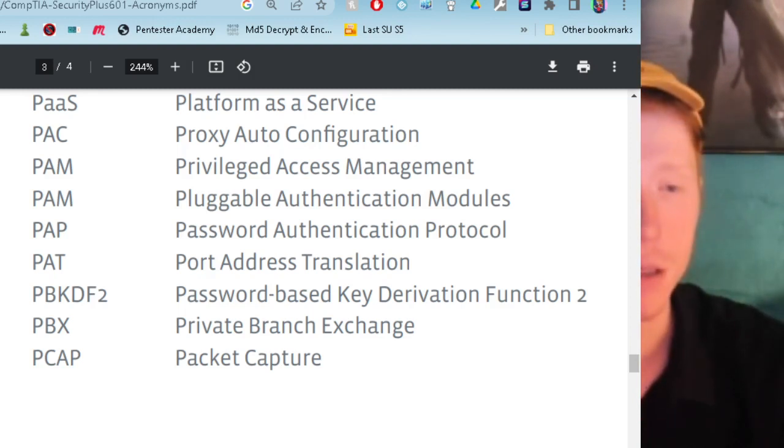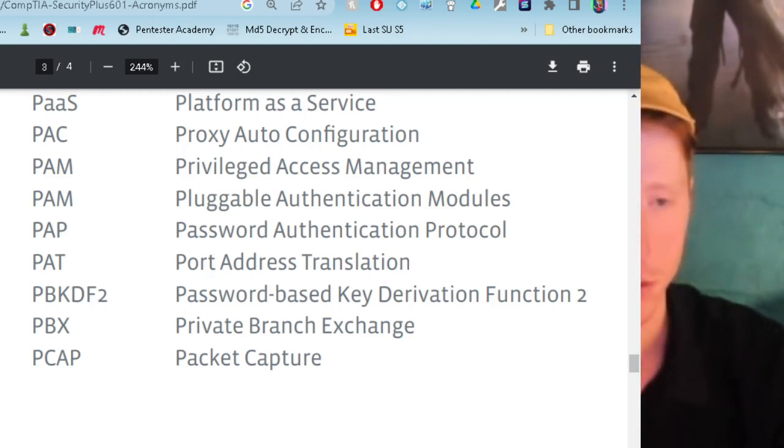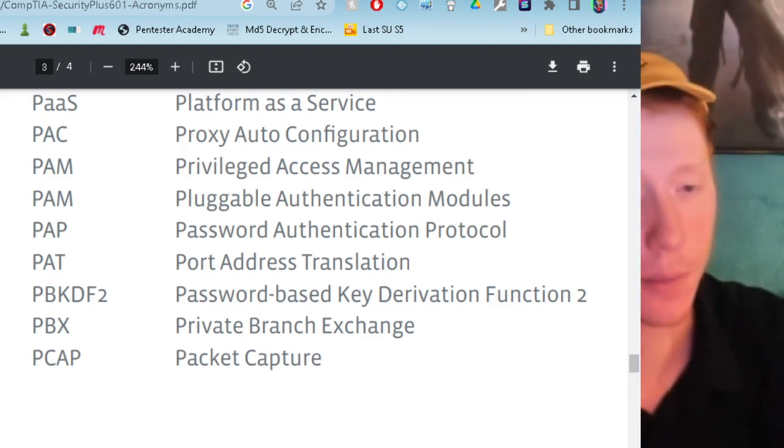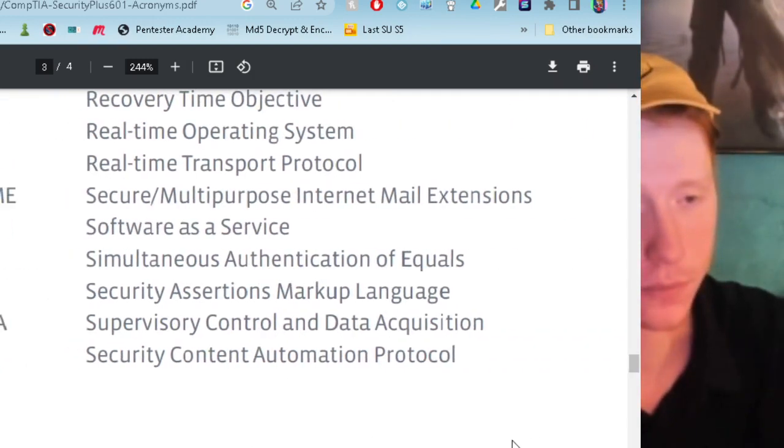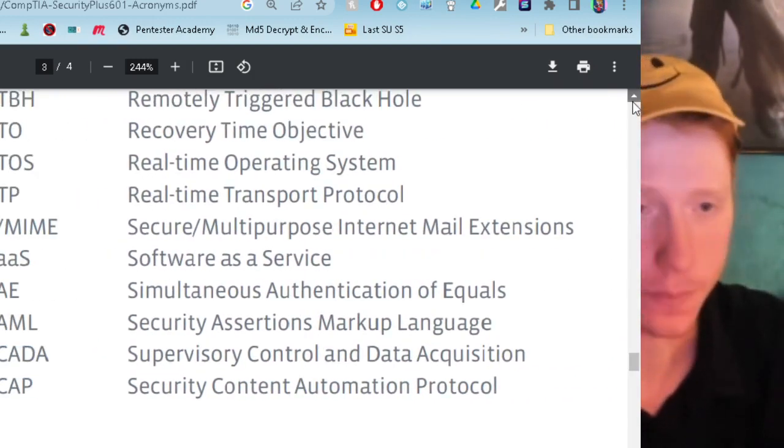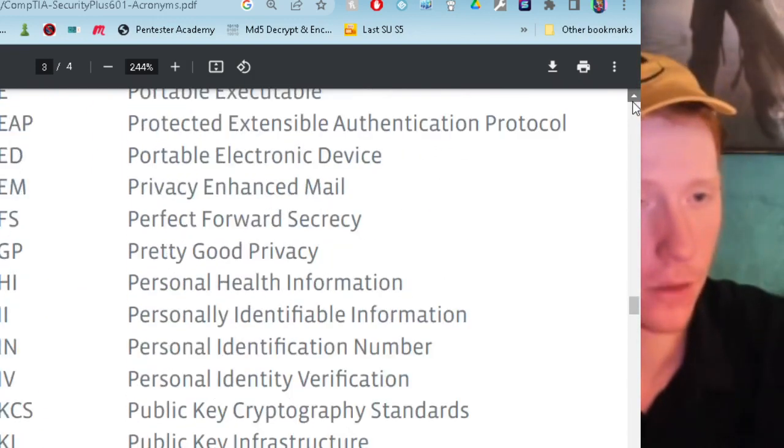A PBKDF2 is a password-based key derivation function 2. PBX is private branch exchange, and a PCAP is a packet capture. That's what you get from Wireshark. That's the kind of file that it creates.